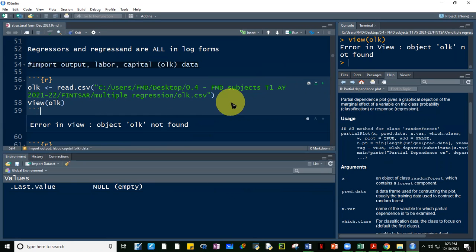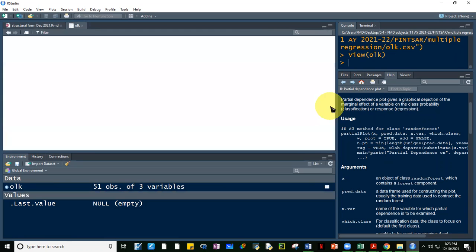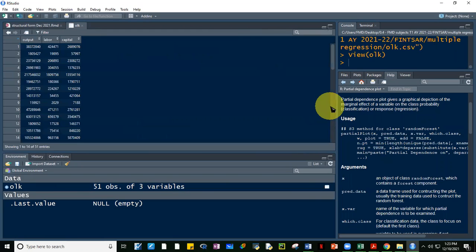Oops, wait, I haven't run this. Okay, there. You have 51 entries. This pertains to the 51 states in the US, 50 states plus Washington DC. Output, labor, and capital. If I'm not mistaken, these are in thousands.